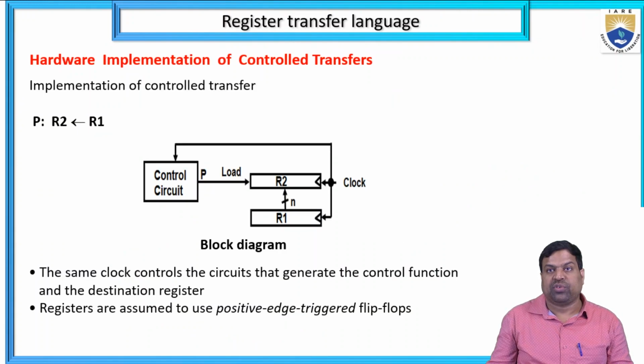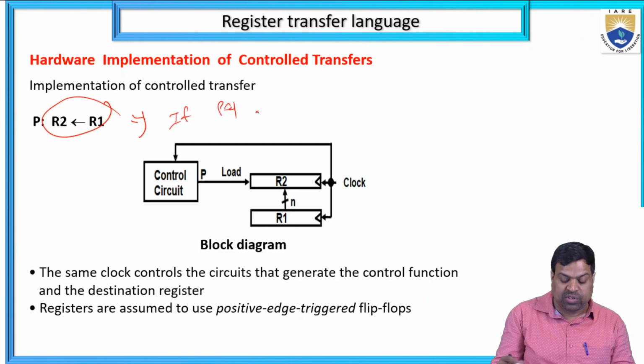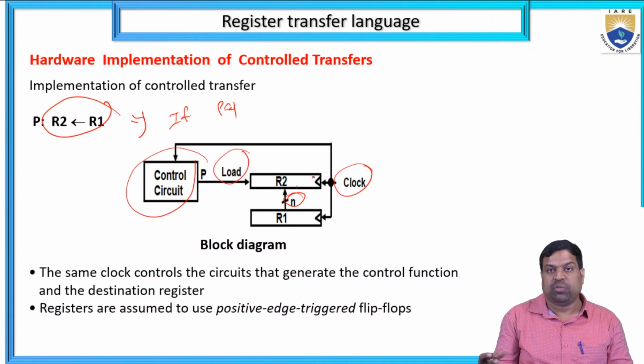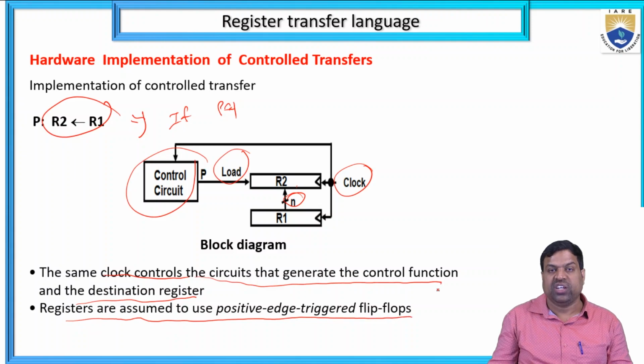And the hardware implementation of controlled transfer from R1 to R2. If there is any condition, like if P equal to 1, then we have to satisfy this condition. Here R1 is not equal to R2. When I apply the clock pulse, R1 to R2, it is a control circuit. It is a loading function, and loading means we are giving some values to the register. Loading means activation. The same clock controls the circuit that generates the control function and the destination register. So the registers can be assumed to use positive edge triggered flip flops.